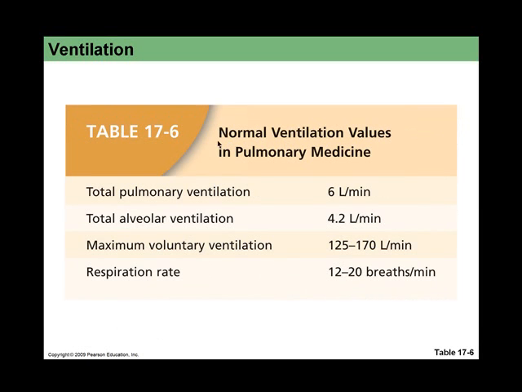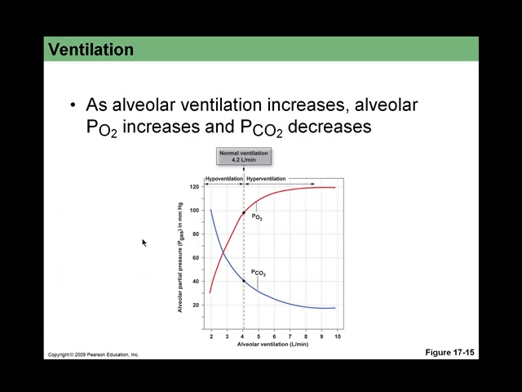Continuing then to consider the normal ventilation values in pulmonary medicine. So the total pulmonary ventilation is 6 liters per minute. Total alveolar ventilation, 4.2 liters per minute. The maximum voluntary ventilation, 125 to 170 liters per minute. So notice that we're up to higher values here. Then the respiration rate, 12 to 20 breaths per minute. So we may have been considering mLs per minute as we're going along. Now we are converting it, and we see that sometimes clinically different values are used. We must always look at units and convert when we need to.